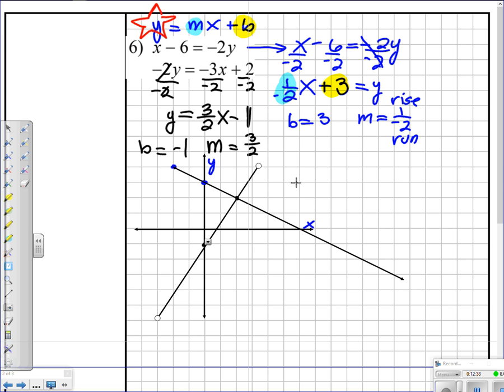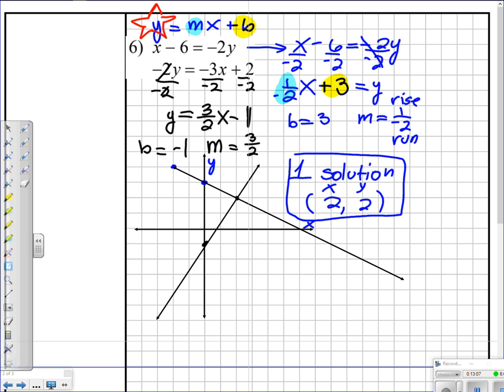Based on the graph that we have, because these lines intersect, they have one solution. Tell me the x value and y value of where they intersect, where they meet, and that'll be the answer. The x is 2, and the y is 2. And that is the answer. This system has one solution, which is (2, 2).